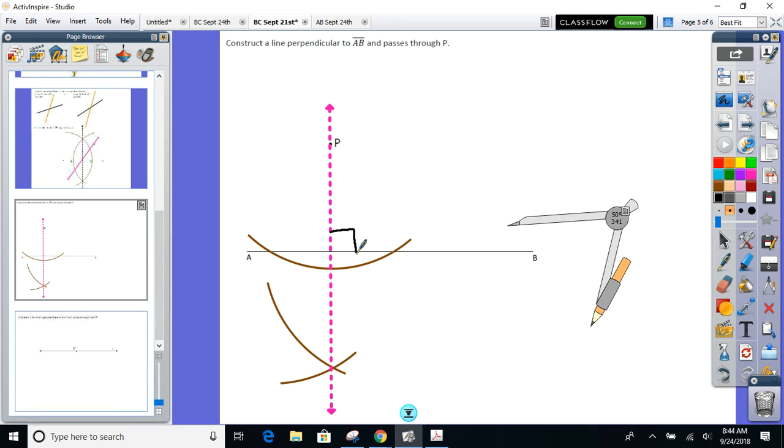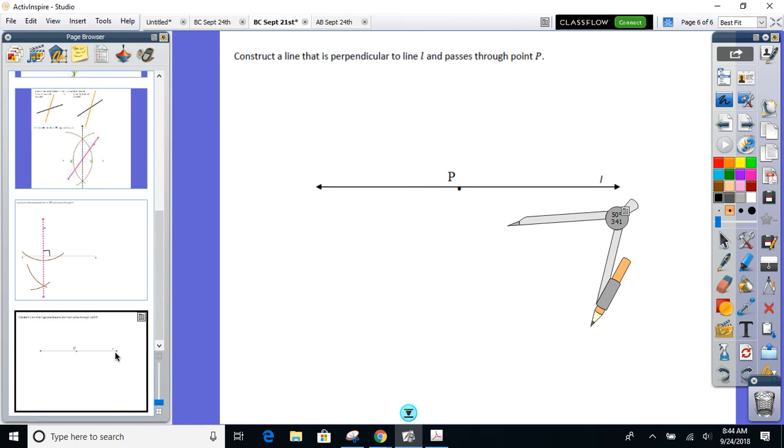Questions? Now, the last one, it's nothing new at all. What happens if I put point P on the line I'm trying to make it perpendicular to? My answer, absolutely nothing. Those steps I just showed you are going to apply if the point's on the line. So where should I put my compass point then? Where am I putting my compass point now?